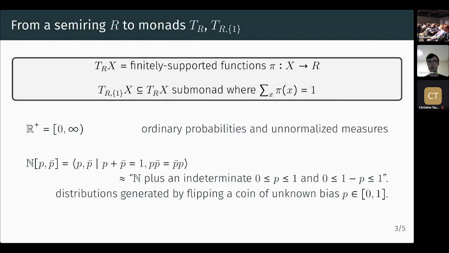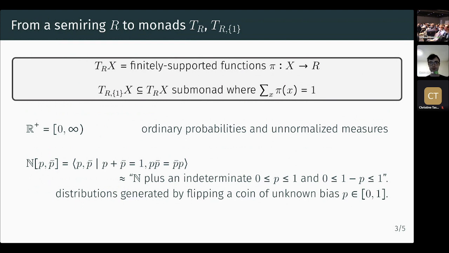There's a monad T_R, which sends a set X to the set of finitely supported functions from X to R. These are unnormalized measures on X valued in R. And there's an important submonad where you take all those measures whose total mass is 1. If we take our semiring R to be the non-negative reals, then we get back ordinary probabilities and ordinary finite unnormalized measures. But there's lots of other semirings we might take.